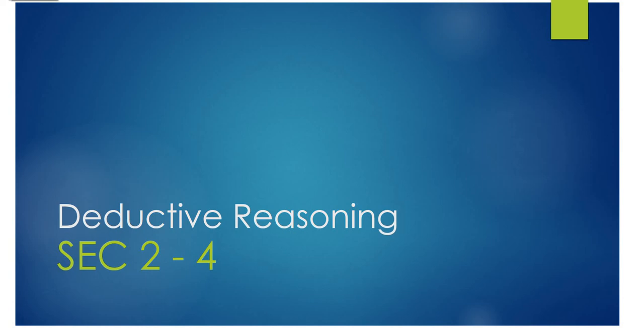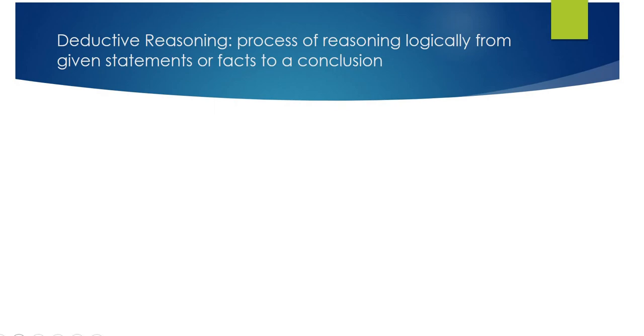So section 2.4 is called deductive reasoning. This is a method that we use to determine when things may be true or false. Deductive reasoning is the process of reasoning logically from given statements or facts to a conclusion. We can use deductive reasoning when we have certain pieces of information and we know something about the bigger picture, so that we can then draw conclusions. This is also sometimes just called logical reasoning.